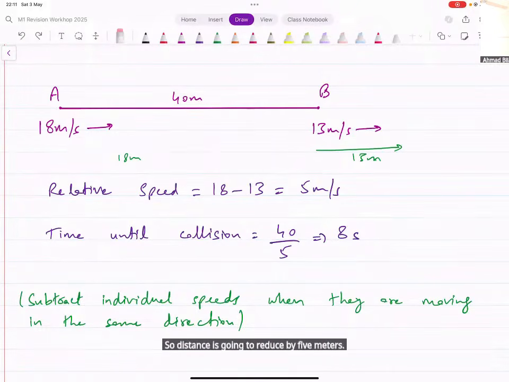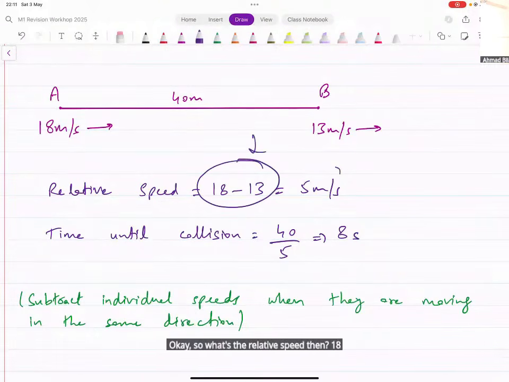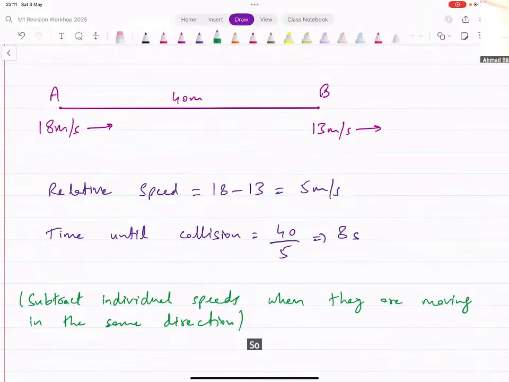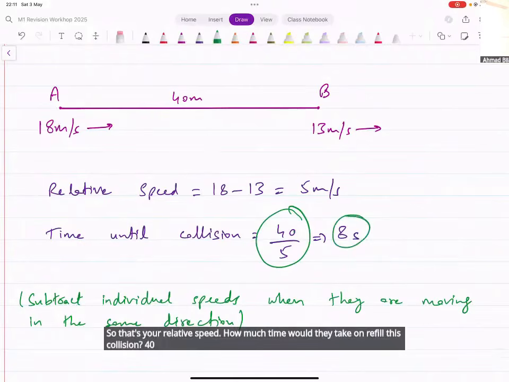Okay. So what's the relative speed then? 18 minus 13, and that turns out to be 5 meters per second. The distance between them reduces by 5 meters per second. So that's your relative speed. How much time would they take until this collision? 40 over 5, that's 8 seconds.